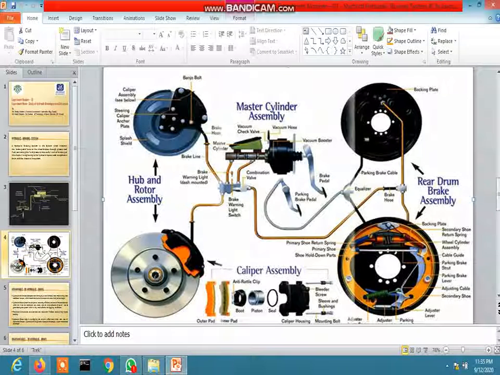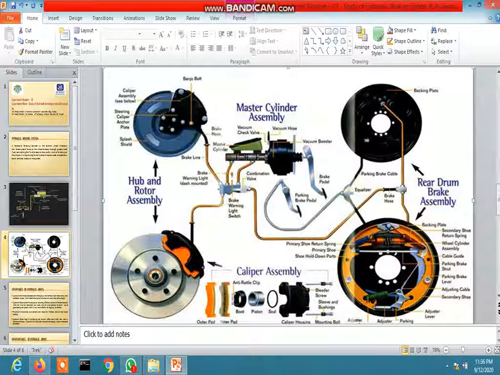Now here is the hydraulic brake system. Some special fluid is used in this system. That brake fluid is designed to withstand cold temperature without thickening, as well as very high temperature without boiling.